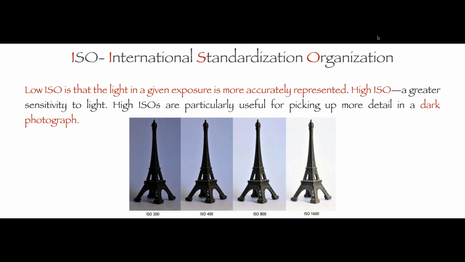The ISO, it refers to the International Standardization Organization. But what the ISO does is that with a low ISO, the light in a given exposure is more accurately represented. The opposite is with a high ISO. So high ISO settings are particularly used for picking up more details in, let's say, landscape photography. But in dental photography, look at the photos here.